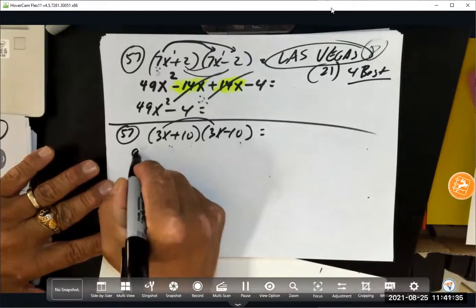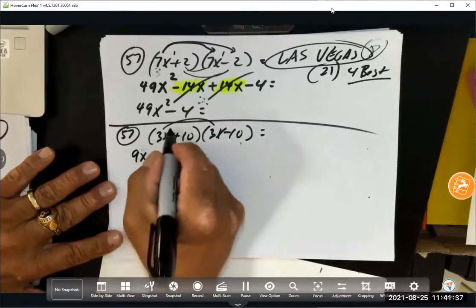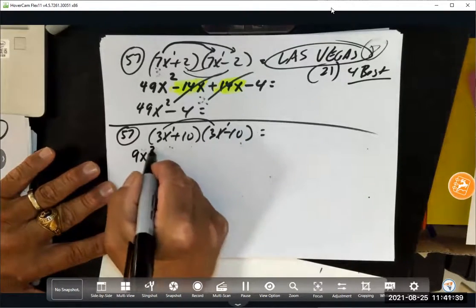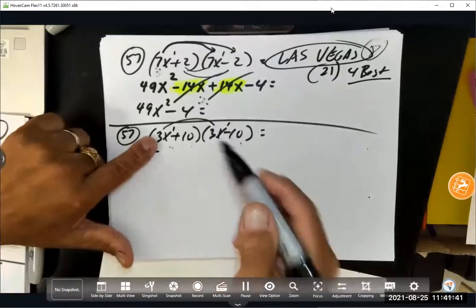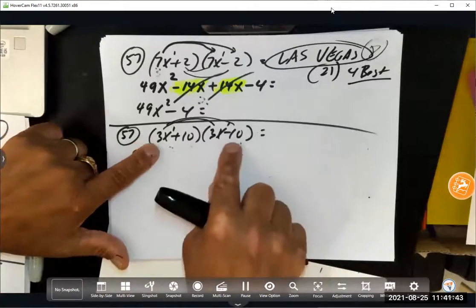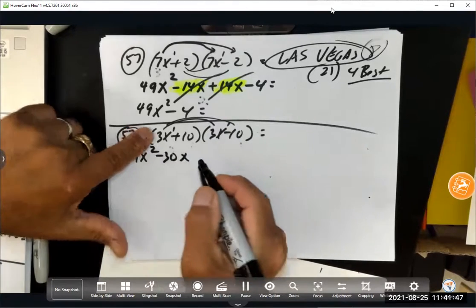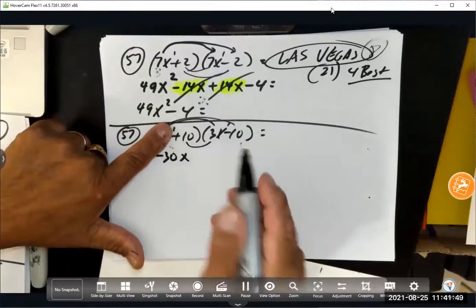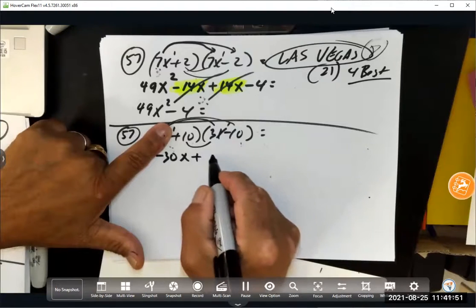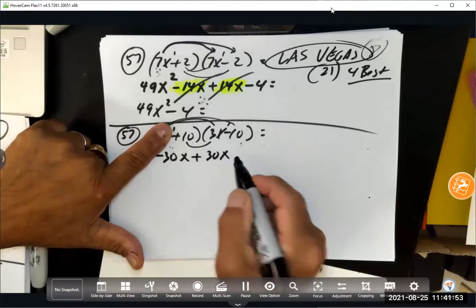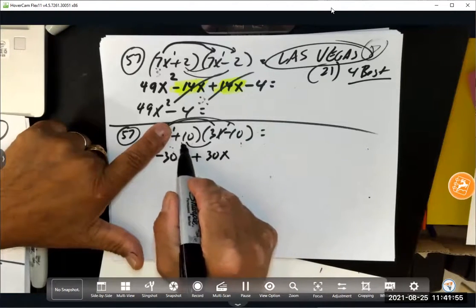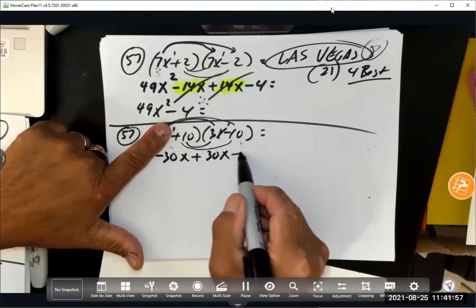9x squared, because 1 plus 1 is 2. Okay. 3x times -10, give me your numbers. -30x. There you go, you got it. And 10 times 3x. Positive 30x. Exactly. And a positive 10 times a -10 is a negative what? 100. Okay.